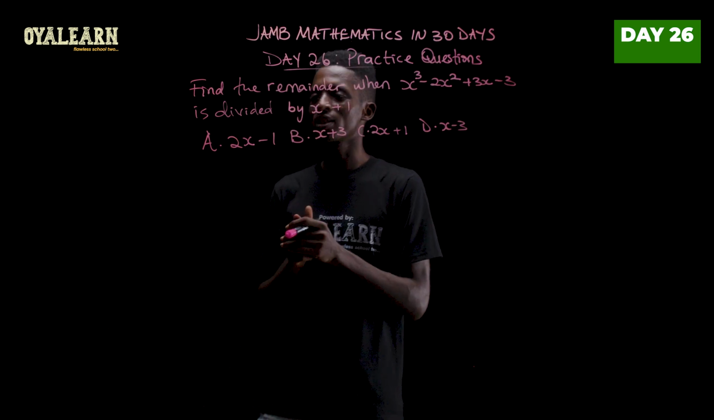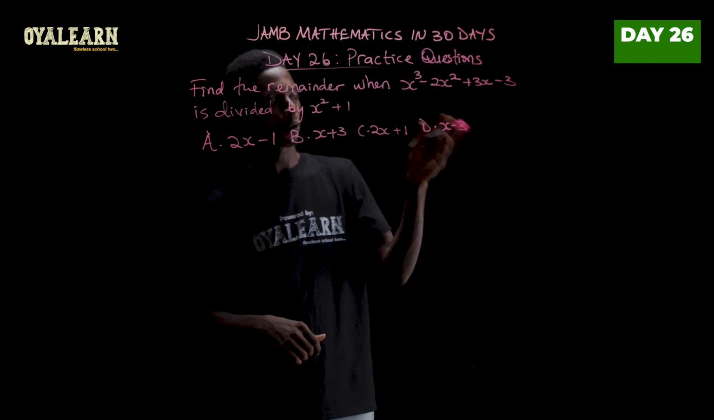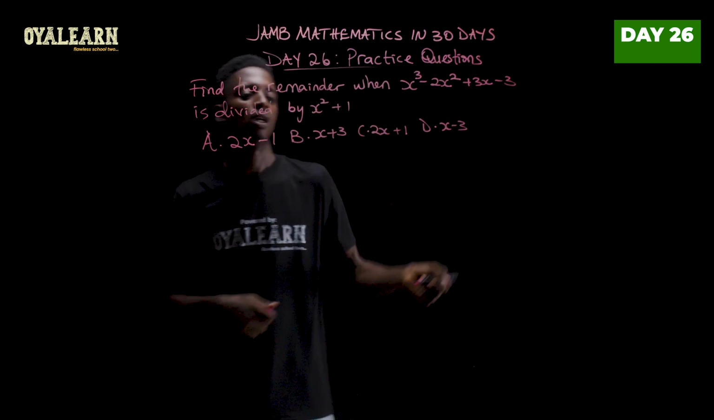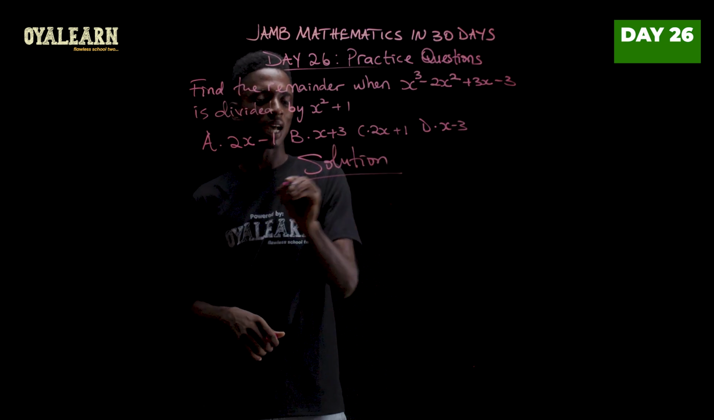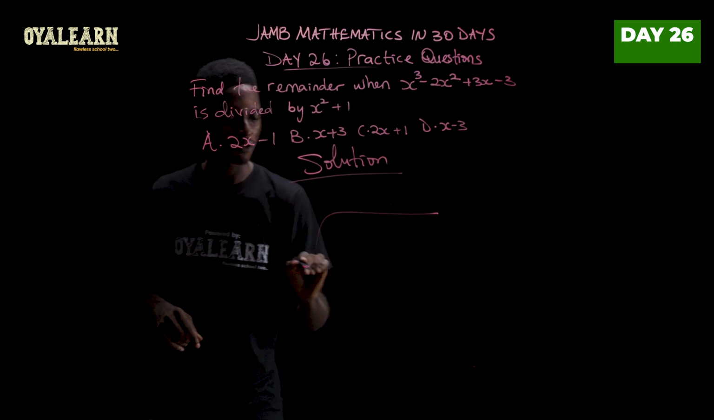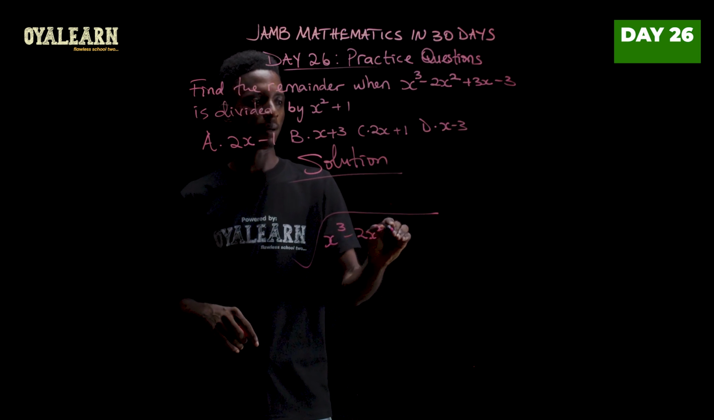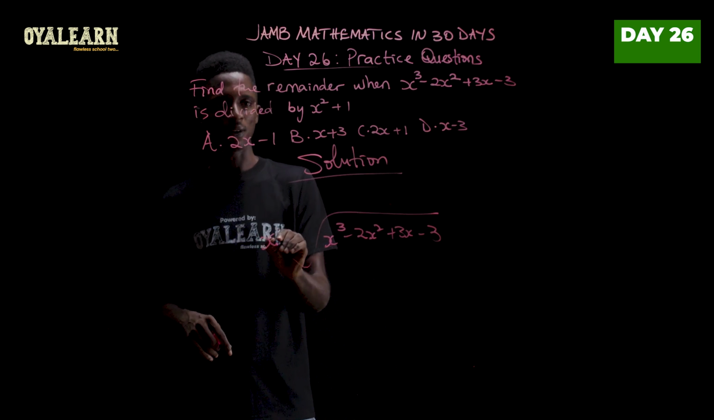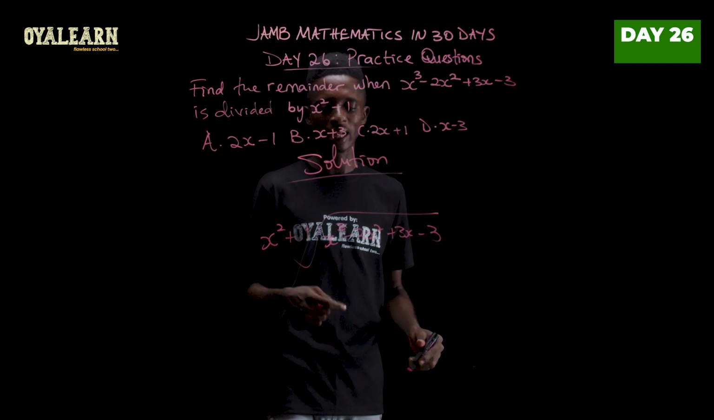Now this question says, find the remainder when x cubed minus 2x squared plus 3x minus 3 is divided by x squared plus 1. Now, it might be a little bit tricky to divide straight, but I promise you, once you follow it carefully, you won't miss it. So we are dividing x cubed minus 2x squared plus 3x minus 3 by x squared plus 1. This way, we should get a remainder in the end.